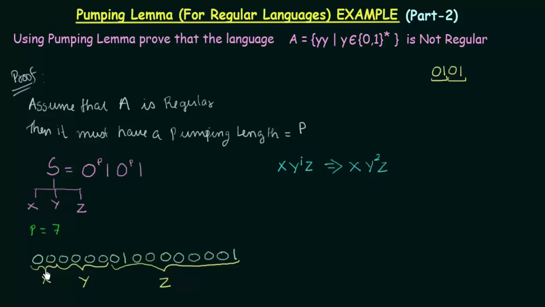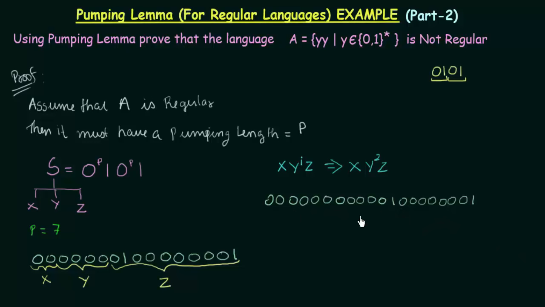What is x? X is 0 0 0 0. And what is y? Y contains 1, 2, 3, 4 zeros, and it is y squared, so we have to repeat y once more: 1, 2, 3, 4 more zeros, and then z. Z is 0 1 followed by 7 zeros and then 1. Okay, so this is the string that we obtained.